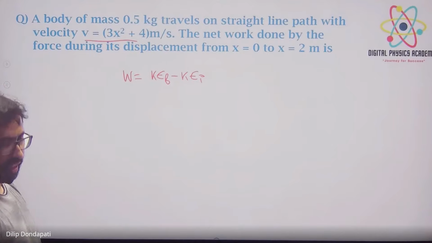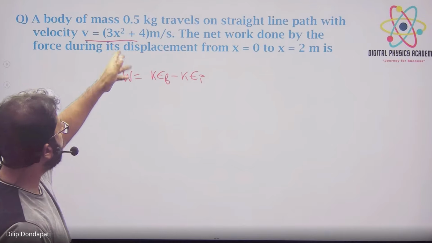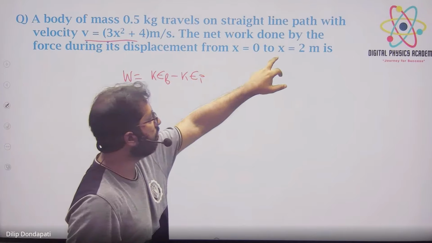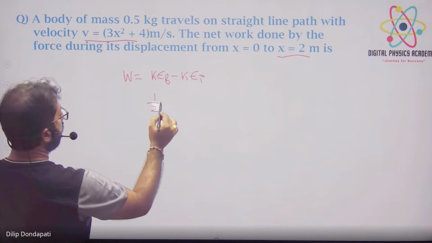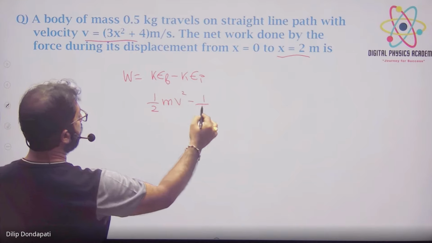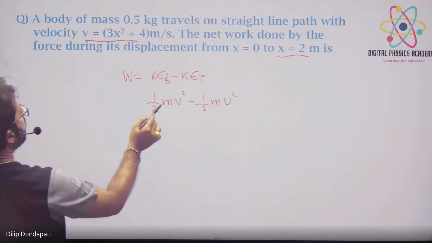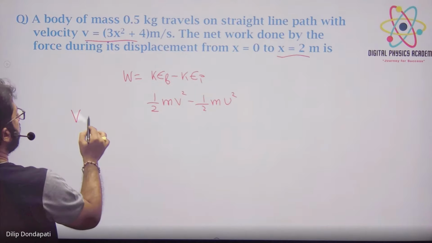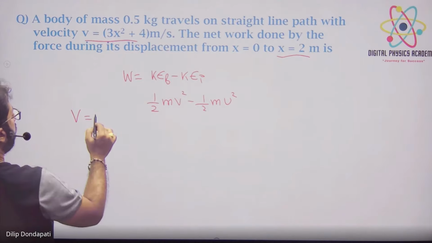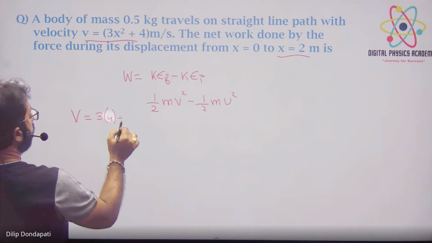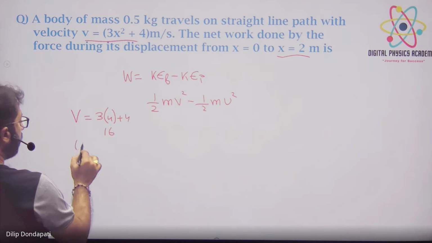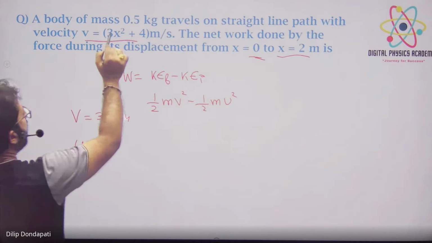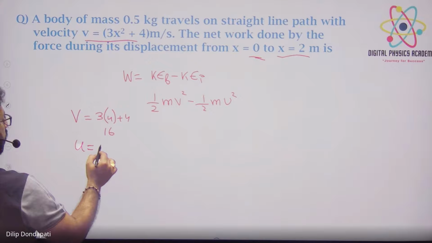Work done is final kinetic energy minus initial kinetic energy. Final kinetic energy is half mv square. Final velocity is how much? If I substitute x equal 2, I get 3 into 4 plus 4, so 12 plus 4, 16. And initial velocity is how much? When you substitute x equal 0, you get initial velocity: 0 plus 4 is 4.